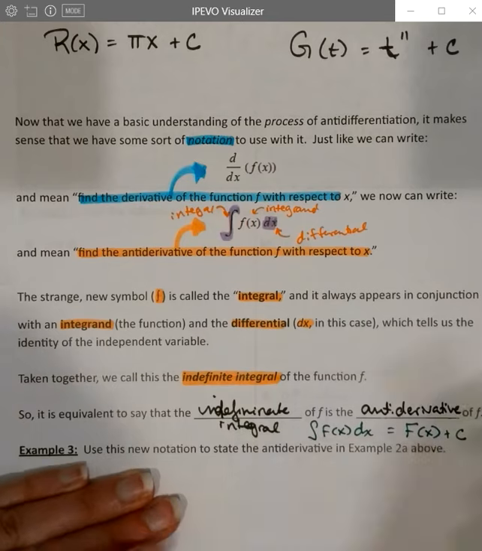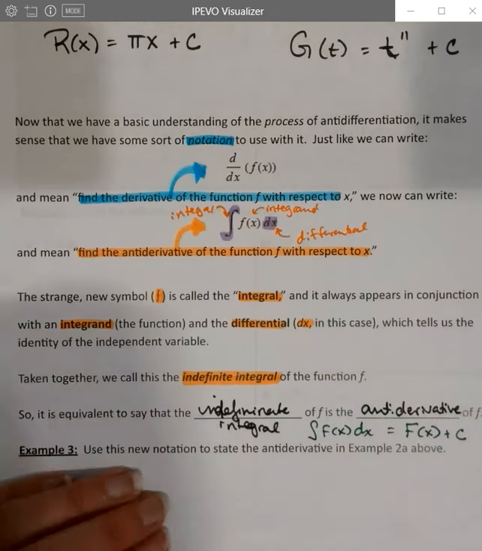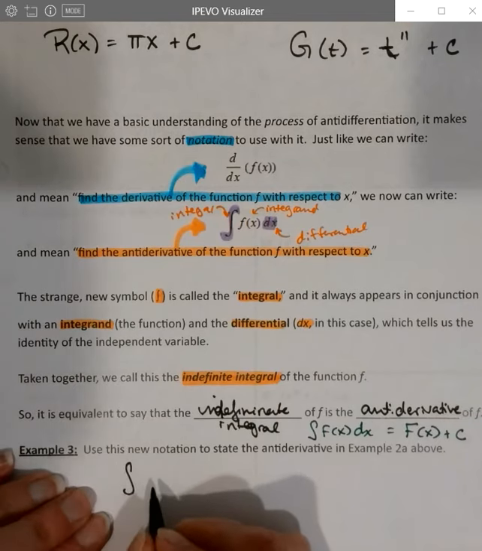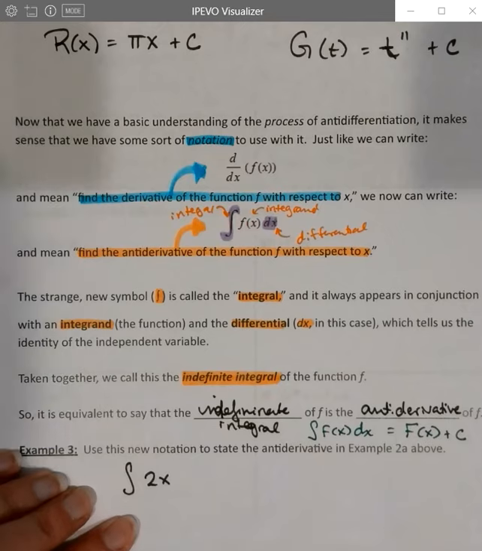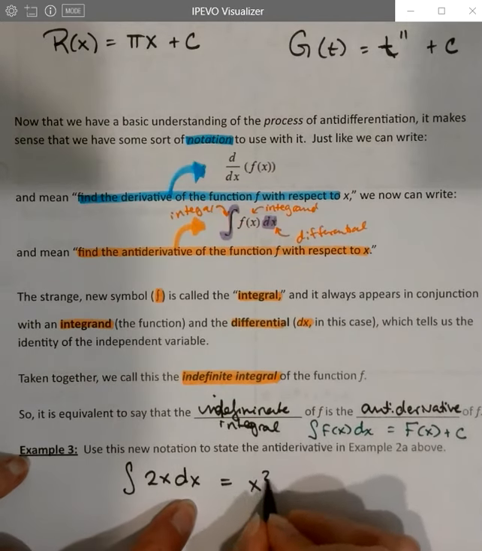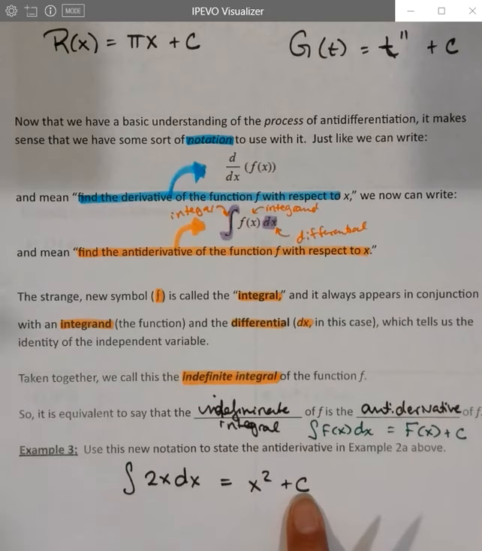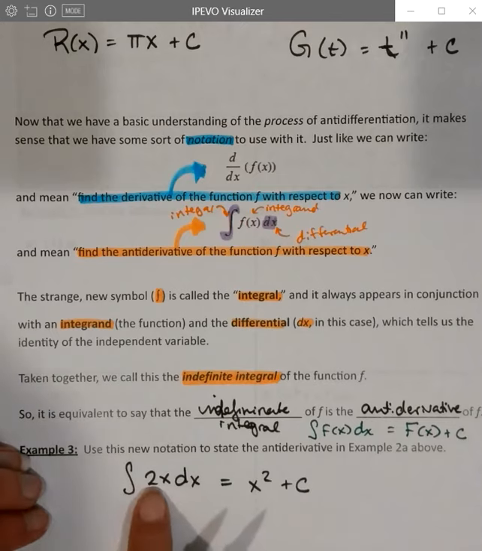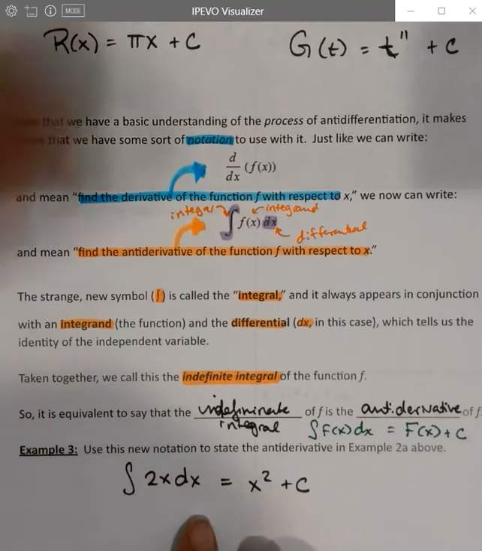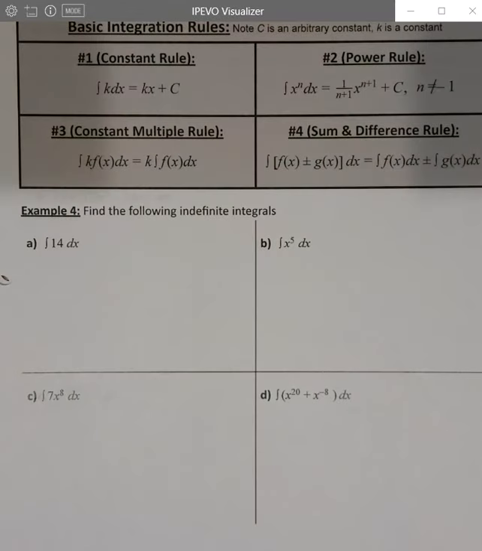Okay, so I'm going to use this new notation to state the antiderivative from example 2a above. So instead of just giving me little f as the function 2x, we would write, we want to find the integral of 2x dx, and our conclusion is that its antiderivative is x squared plus c. So this is how I would write it in integral notation instead of just antiderivative notation. This notation has lots of advantages in the fact that I don't have to name this function and rename that function with a different name. I can just do the process. Okay, so we're going to be using the integral notation a lot as we practice our integrals.